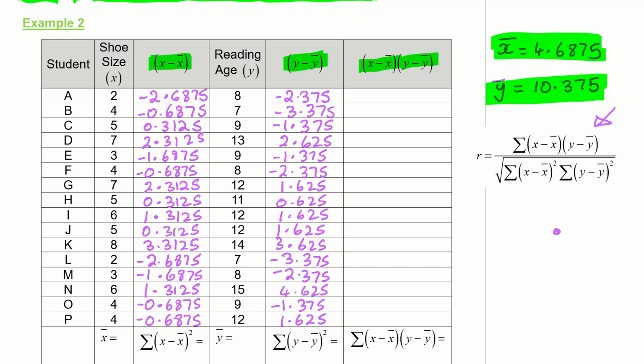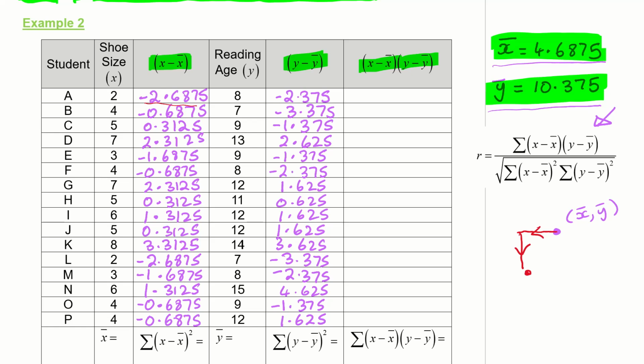Now, an important point which every line of best fit through the data should go through is the mean point, x bar, y bar. For our particular case, we know the x bar is 4.6875, y bar is 10.375. If we look at student A, 2, 8, that piece of data is to the left and down from x bar, y bar, which means our x minus x bar is negative, as we can see up here, negative 2.6875, and the y minus y bar is also negative.